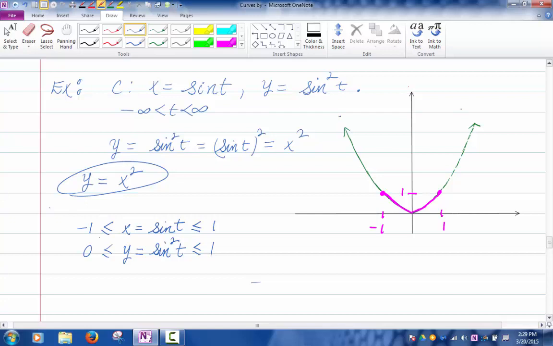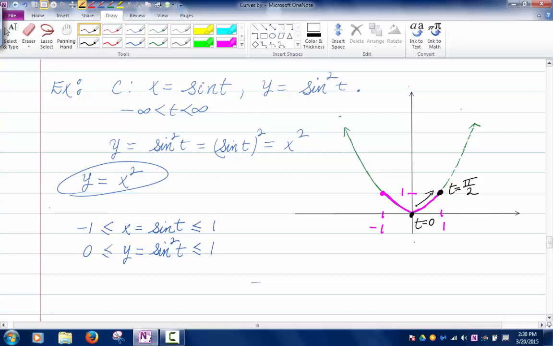Now let's think about the orientation. Let's just think about positive t. Let's figure out what point I get at t equals 0. When t is 0, x is 0, y is 0. So this is the point that I get at t equals 0. Now, what point do I get at pi over 2? This point here. This point is obtained at pi over 2. Now notice that as t progresses from 0 to pi over 2, x is progressing from 0 to 1. So that means you are moving in this direction, right? Now as t progresses from pi over 2 to pi, what's happening?